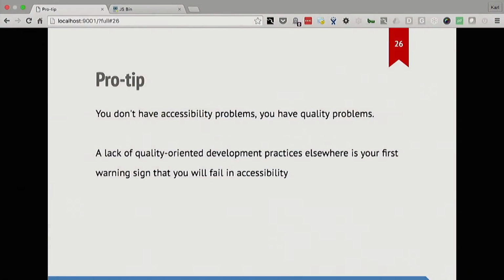A lack of quality-oriented practices elsewhere is your first warning sign that you will fail miserably in accessibility. Believe that. If you're not already doing unit testing, you're already a firm believer in accepting technical debt, and you're never going to get accessibility right if you're not getting regular code quality right.